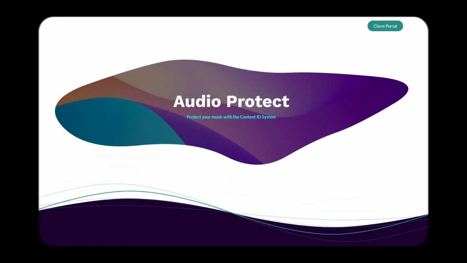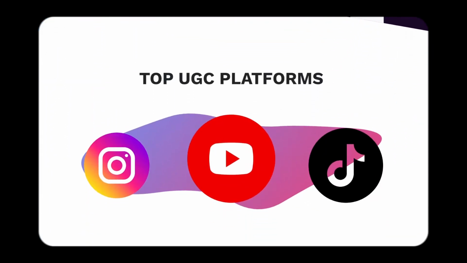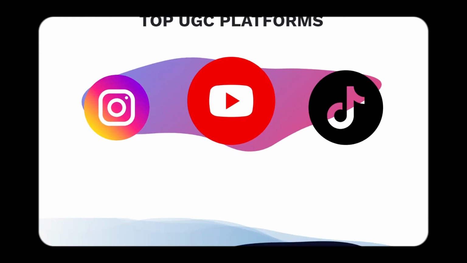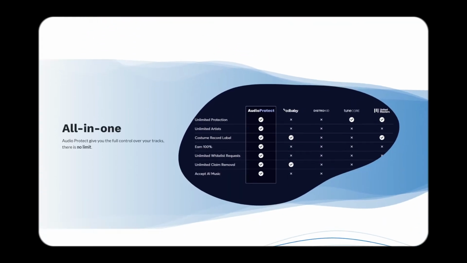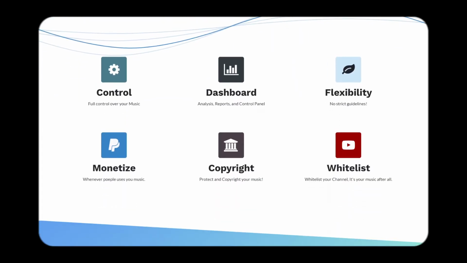Now let's head over to audioprotect.odoo.com. The link is in the description. As you'll see, they accept AI music and will protect and copyright it on social media. You'll also have full control over your music, allowing you to remove copyright claims if you want to monetize your own channel by whitelisting it.